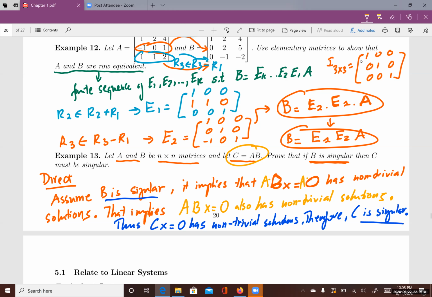This is how you use direct proof. The technique is called direct proof: given these conditions, if B is a singular matrix, then C has to be a singular matrix.